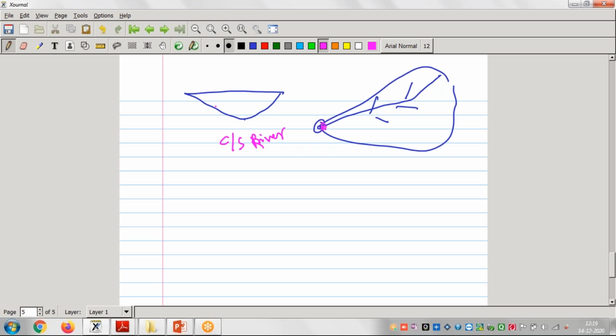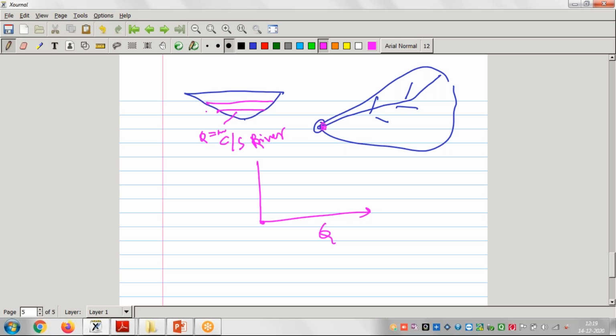Cross section of river. Now at this point, we measure the discharge of water, and the height of water. So for example, at this height, the discharge Q is, suppose, say 1 meter cube per second.